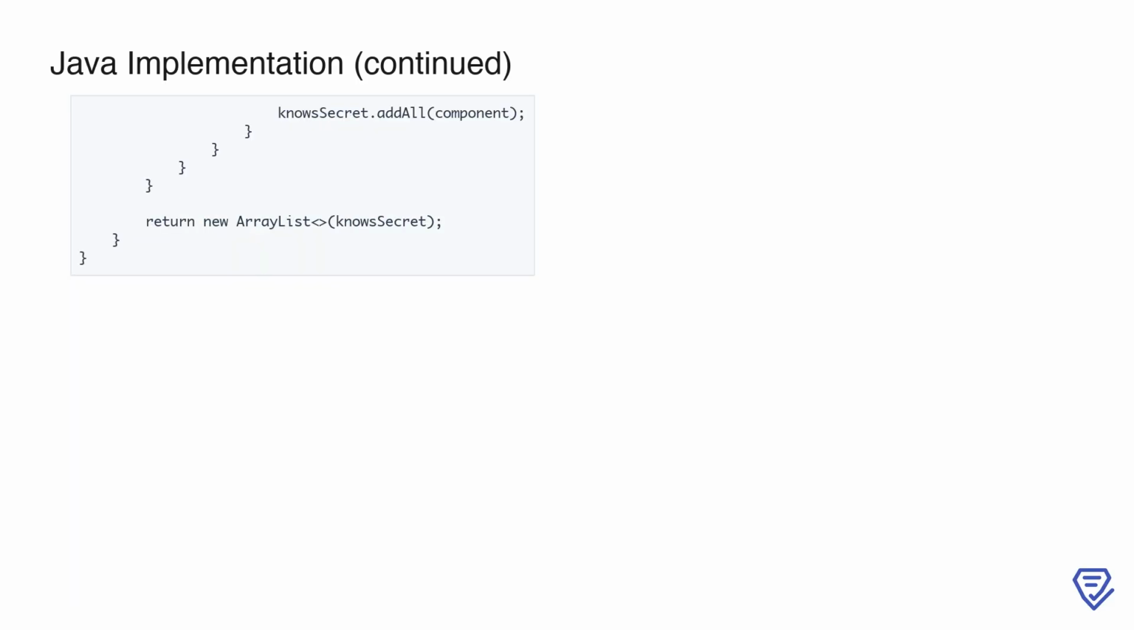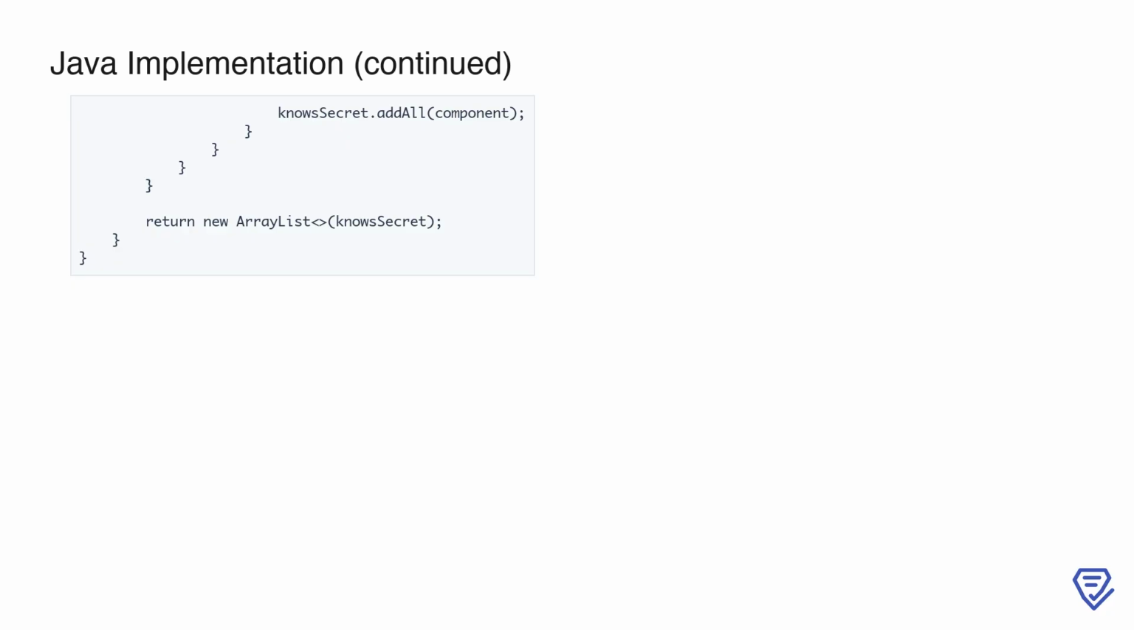If any person in the current connected component already knows the secret, we update the no-secret set to include everyone in that component. This ensures that the secret spreads to all connected individuals at this time step. After processing all time groups and their corresponding meetings, the no-secret set contains all people who have learned the secret. Finally, we return this set as a list, which represents the result of our method.